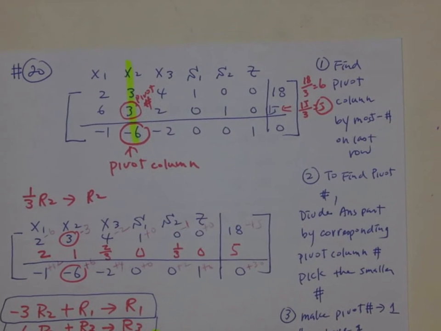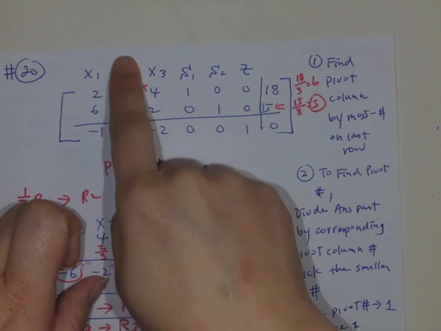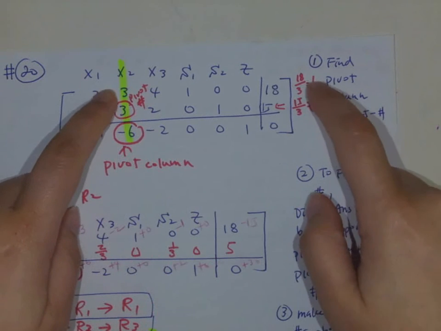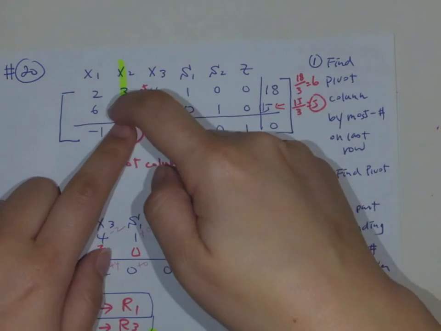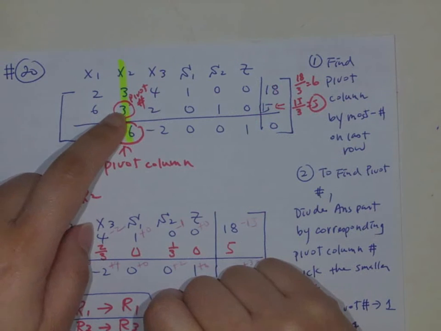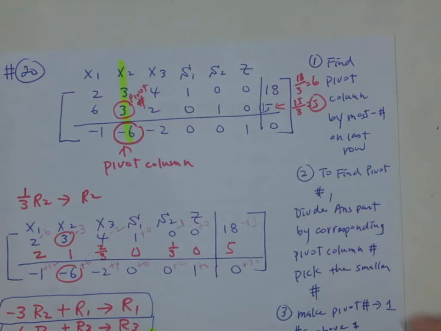So we started with this again. The most negative number at the bottom gives you the pivot column. You do the quotient thing. The smaller one is the one that you want to intersect and get the pivot number. The pivot number needs to be 1. The numbers above and below it need to be 0.